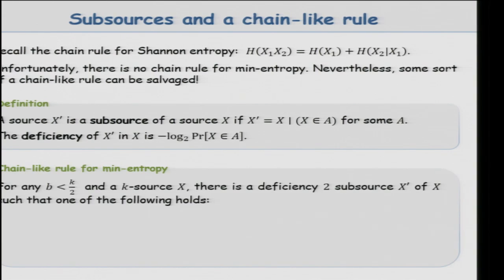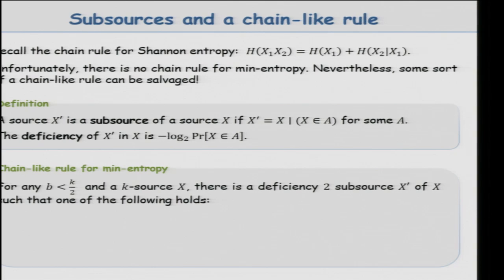And this is the following super cool result in BRSW. It's kind of a lemma, but it's very useful. It says the following. It's not a chain rule. It's a corollary of what would have been a chain rule if it had existed. So say you have some k source x, and you have a parameter b in mind. I think of it as much smaller than k, but still very large to work with, like square root of k or k over log n, something that doesn't steal the entropy of x.